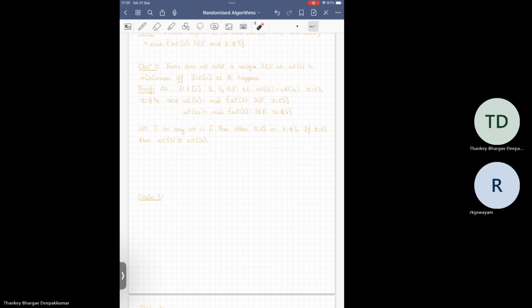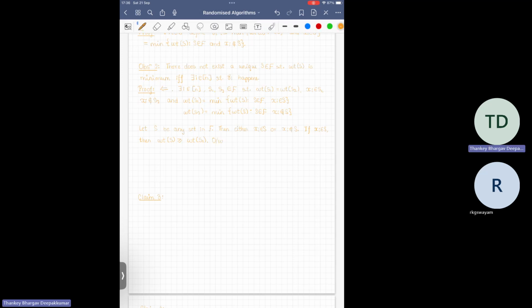Yes. But S also contains xi, right? So S1 has the minimum weight among all sets containing xi, and S also contains xi. So the weight of S1 has to be less than or equal to the weight of S, because both of them contain xi, and S1 has the minimum weight among everything containing xi, right? Yes.